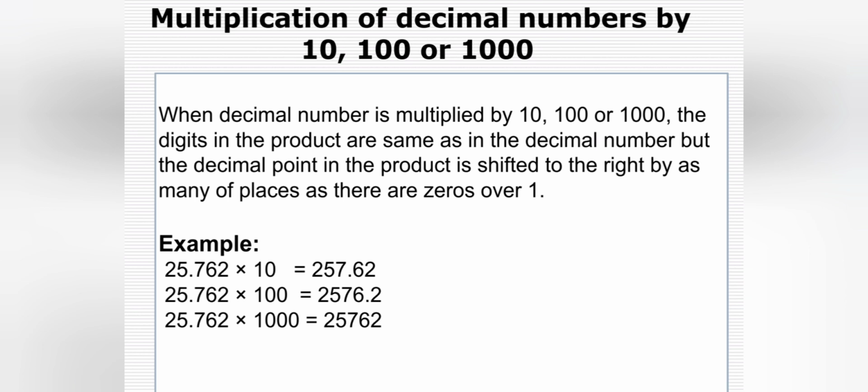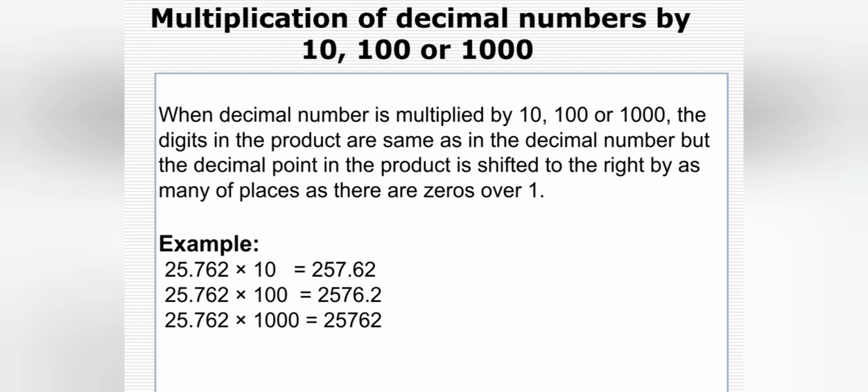25.762 multiplied by 10. Now here, as it is multiplied by 10, the decimal point will move towards the right side by one place. So the answer is 257.62. Now next is 25.762 multiplied by 100. The answer is 2576.2. And the third one is 25.762 multiplied by 1000. The answer is 25,762. Children, you have understood this?